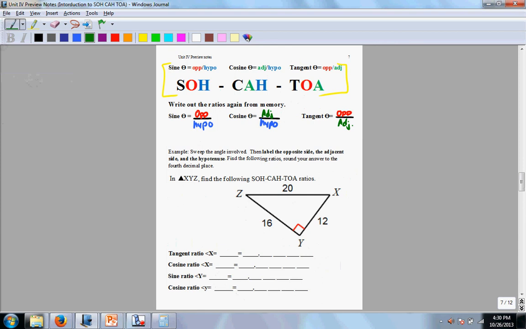Now watch very, very carefully. It says right here we want the tangent ratio of angle X. So the first thing you do is you sweep angle X, and now you label the opposite, adjacent, and hypo according to angle X. And for angle X, this is opposite. That would make 12 adjacent. And of course 20 is across from your right angle, so that's your hypo.